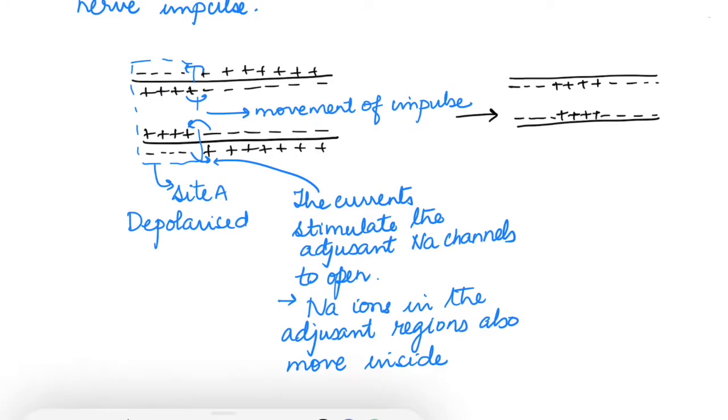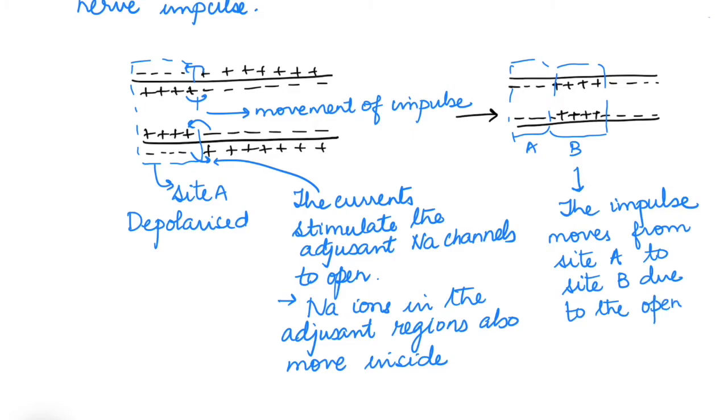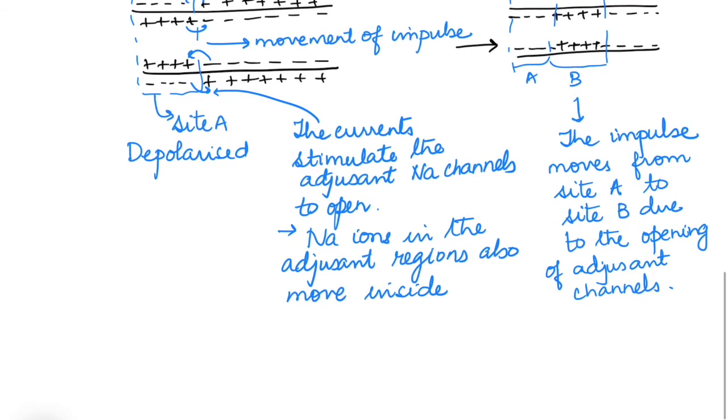So here now the sodium channels in site B have opened, and that caused the rush of sodium inside, because of which now B becomes depolarized. So now what is happening in A? So when B is becoming depolarized, the site A is undergoing repolarization.